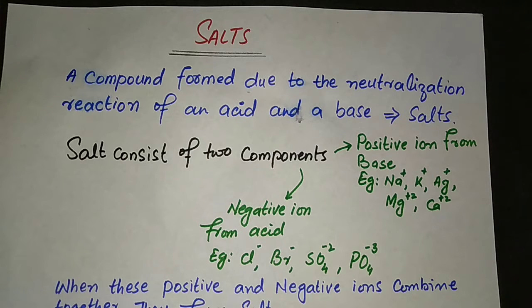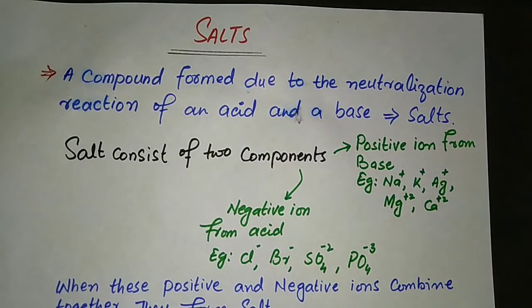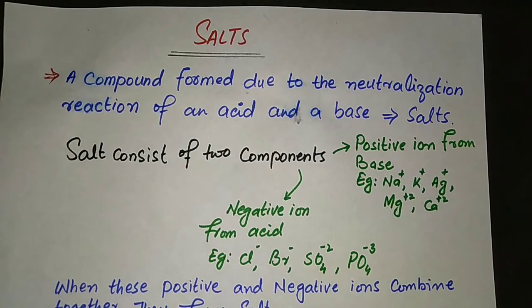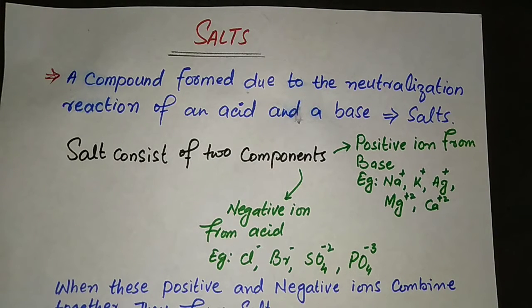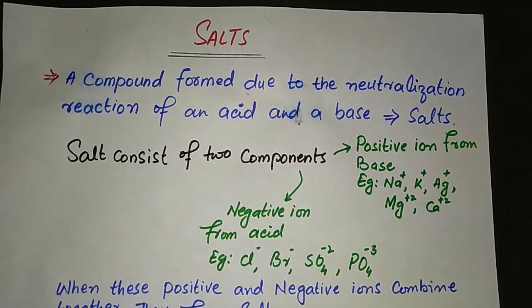So first of all, starting with the salt, what is salt? Salts are the compounds formed due to the neutralization reaction of an acid and a base. We have already discussed what a neutralization reaction is. A neutralization reaction is the reaction in which an acid reacts with a base to produce salt and water. So the product formed as a result of a neutralization reaction is salt. That is the definition of salt.